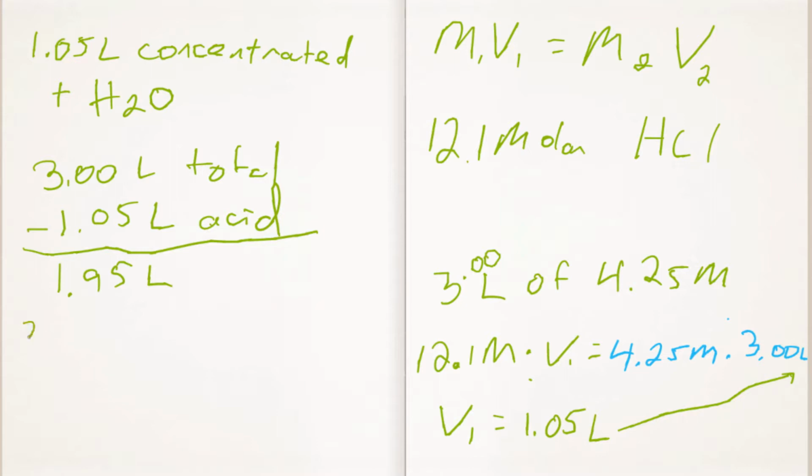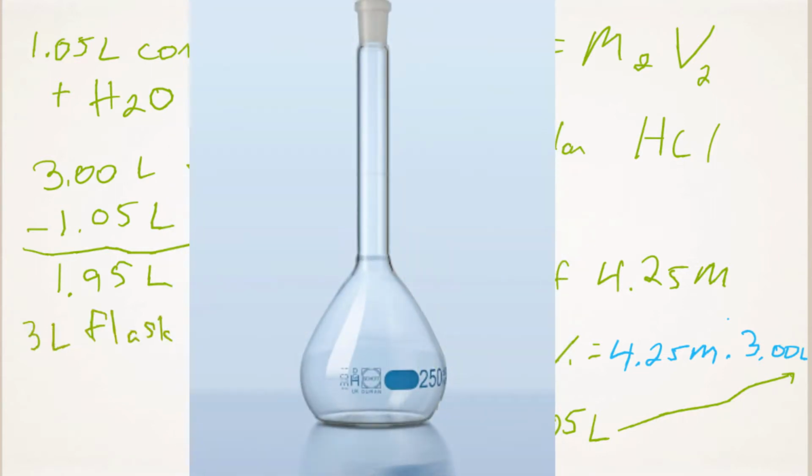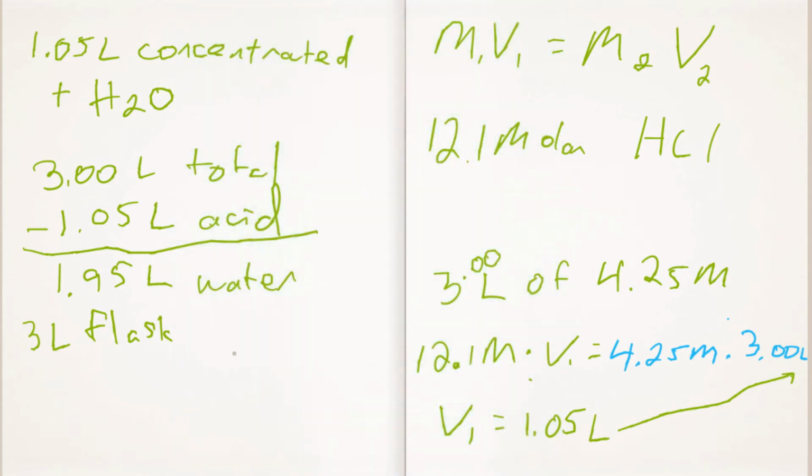So you take a 3-liter flask. You would add some water to it. You know about how much water you're going to add. You're going to add 1.95 liters of water. So how much water do you want to add to the flask first? Well, add about half of it, so about 1 liter of water. We always add acid to water. We never add water to acid. Add about 1 liter of water to the flask, and then add the acid, and then fill to the line with water.